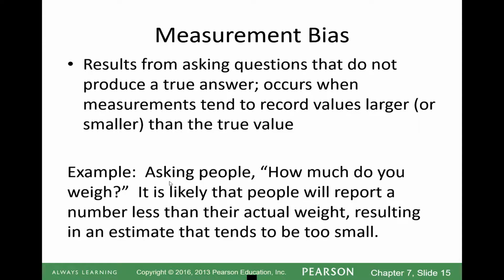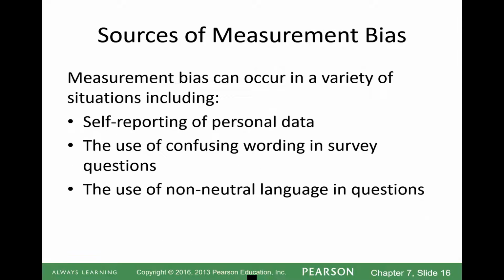For example, asking people how much they weigh, it's unlikely that people will report a true value for their actual weight, resulting in an estimate that tends to be too small, all because of the way they ask the question. So a lot of work goes into producing surveys that can actually measure what they're looking for. Measurement bias can occur in a variety of situations: self-reporting of personal data, the use of confusing wording in a survey, the use of non-neutral language in questions.